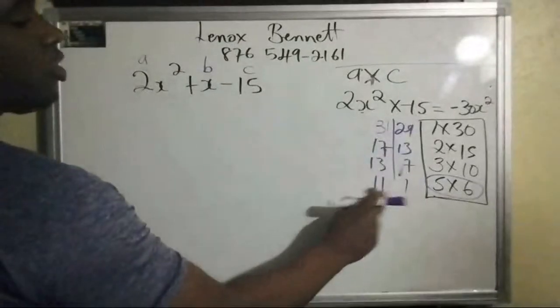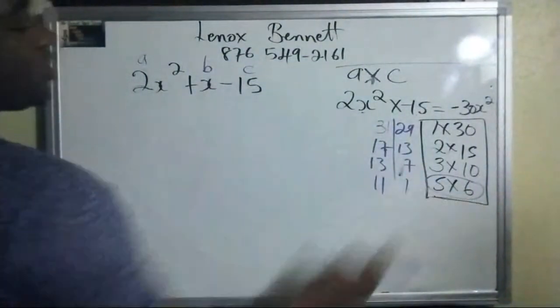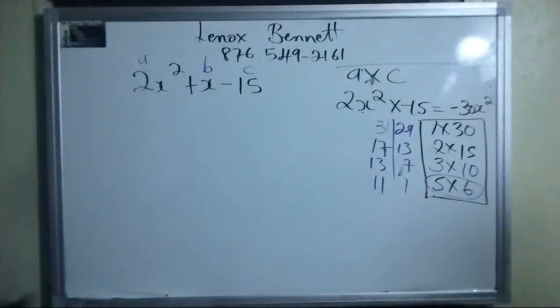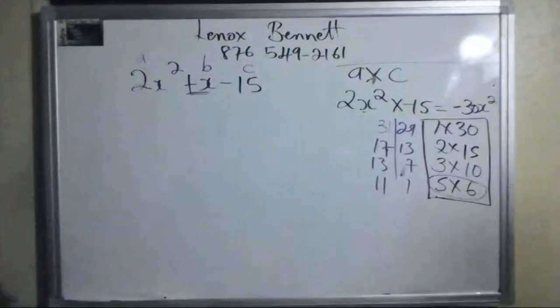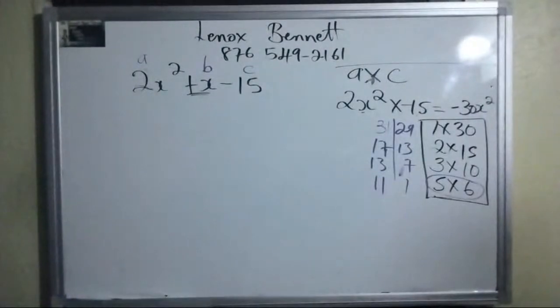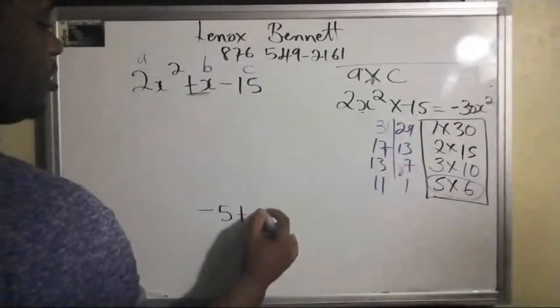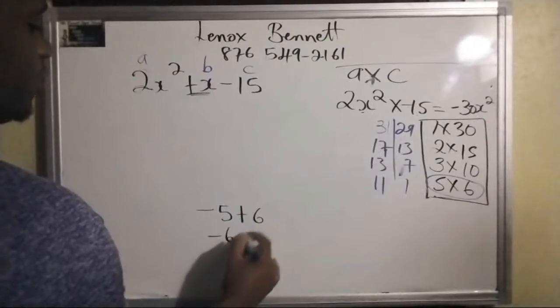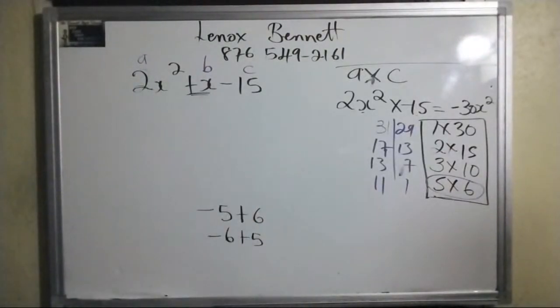Alright? So we know we're going to replace this with 5 and 6. But we must set them up in such a way that we get a positive x, or a positive 1x. So it's one out of 2 things. It's either negative 5 plus 6 or negative 6 plus 5. Which one would it be, guys? Which one of them can give a positive 1x?